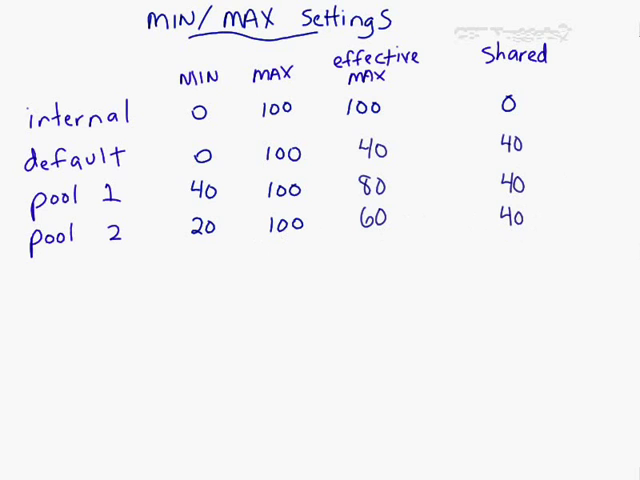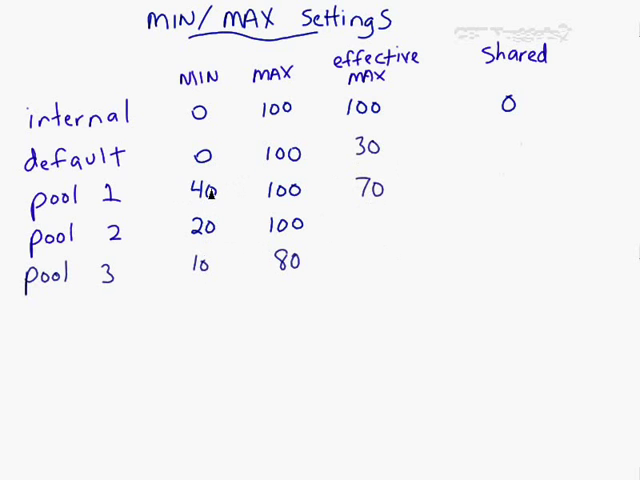Now let's assume that we add one more pool. We'll call this pool 3. And let's say that the setting is 10 and 80. So we need to do some recalculations here for the effective and shared. So I'm just going to erase this. Okay, let's do our recalculations here. We're going to take 100 minus the sum of 40, 20, and 10. So that's 70. So that's going to be 30. And then we take 0 plus 20 plus 10, so that's 30. 100 minus 30 is 70.